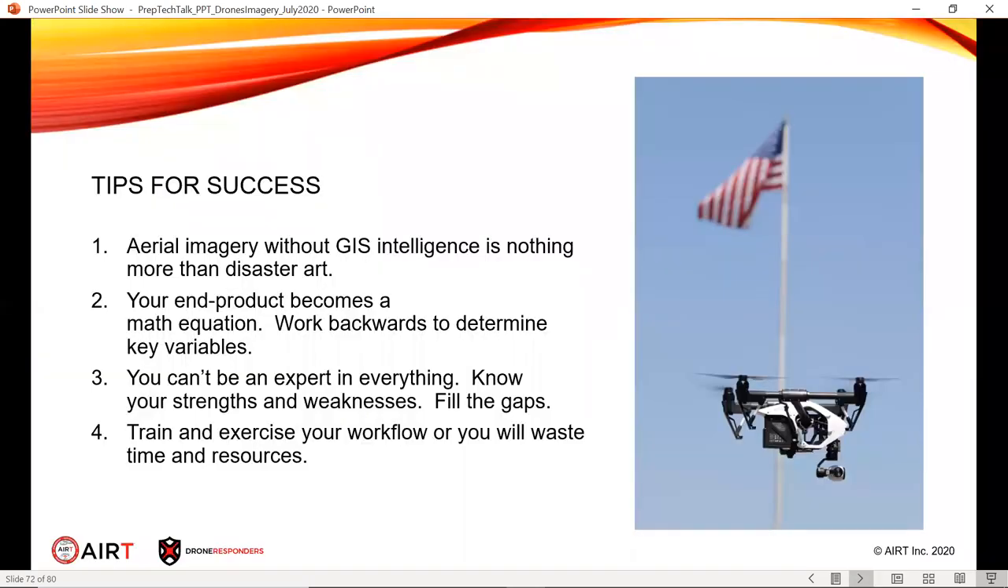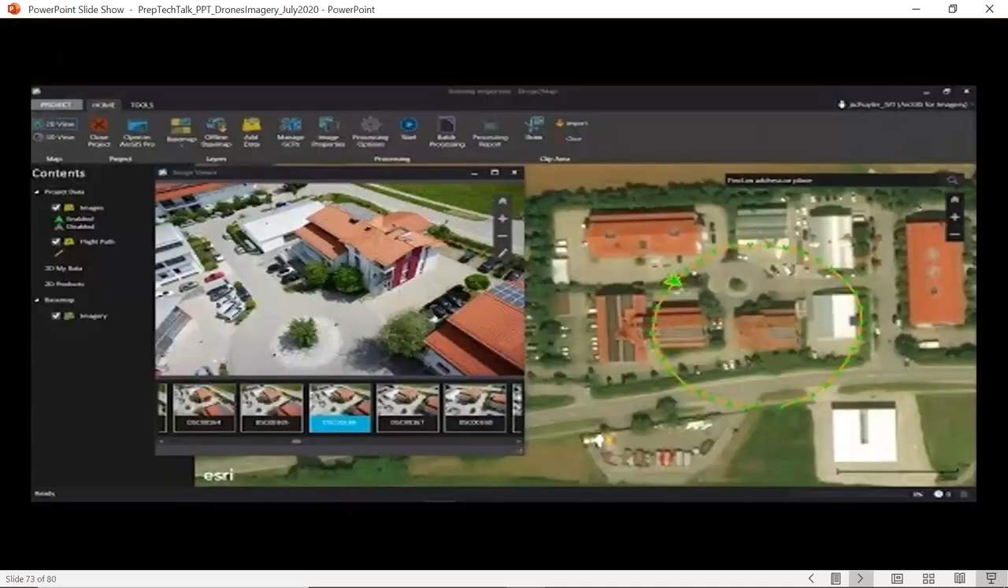So some of the tips for success, just to share with you: aerial imagery, again, without GIS intelligence, is really nothing more than disaster art. Your end product becomes a math equation. Work backwards to determine key variables. I think it's important to remember you can't be an expert in everything. You've got to know your strengths and your weaknesses, and you've got to fill the gaps. And again, train and exercise your workflow, or you're going to end up wasting time and resources. And nobody wants to see that happen.